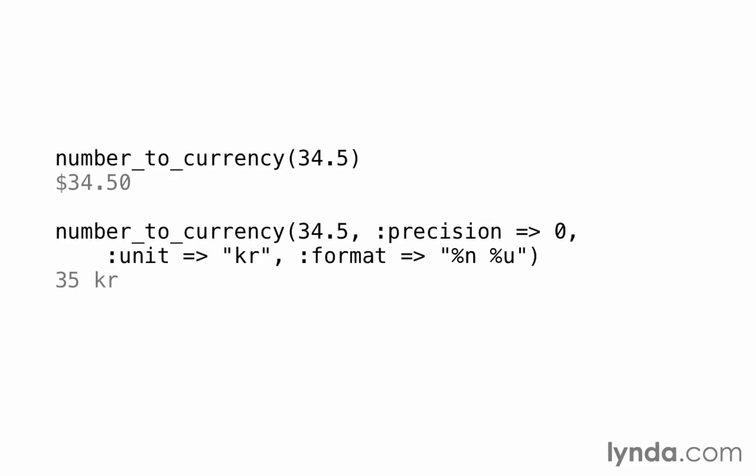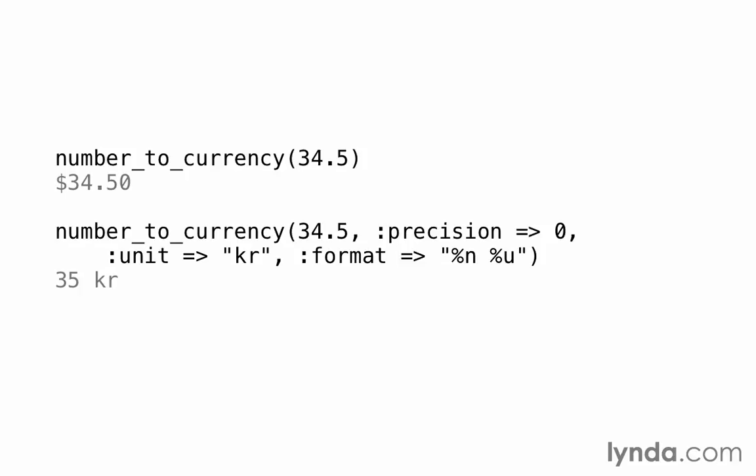So first we have number_to_currency. If I pass in a simple decimal number, 34.5, it'll return that number to me as currency, $34.50. It's in US format by default with the $ in the front. We don't have to stick with that though.